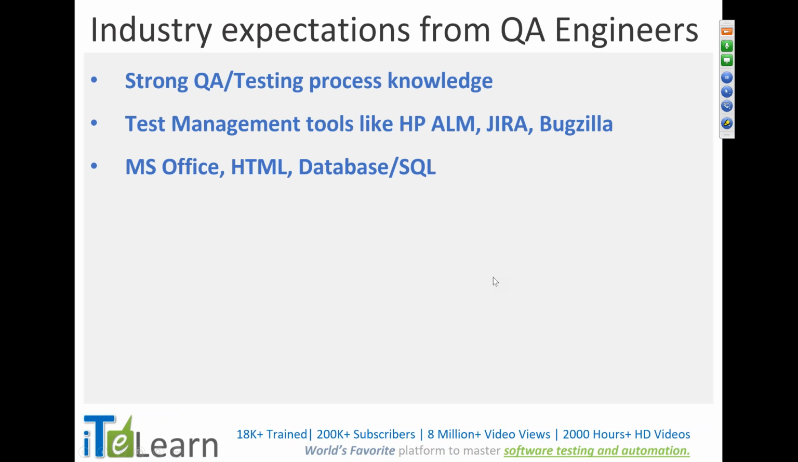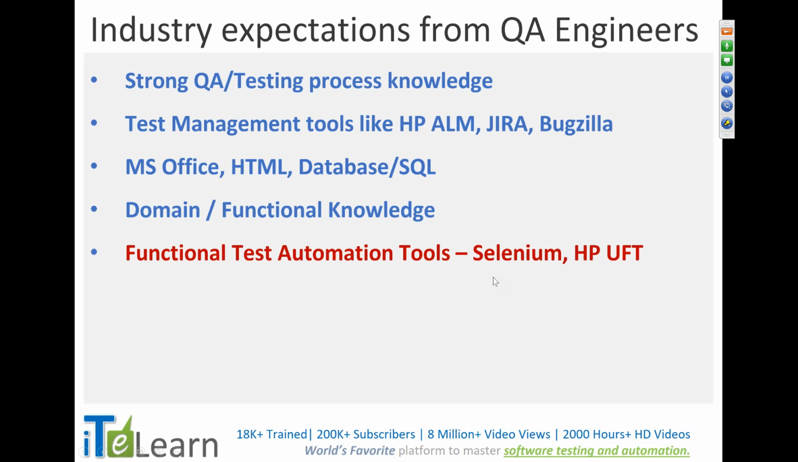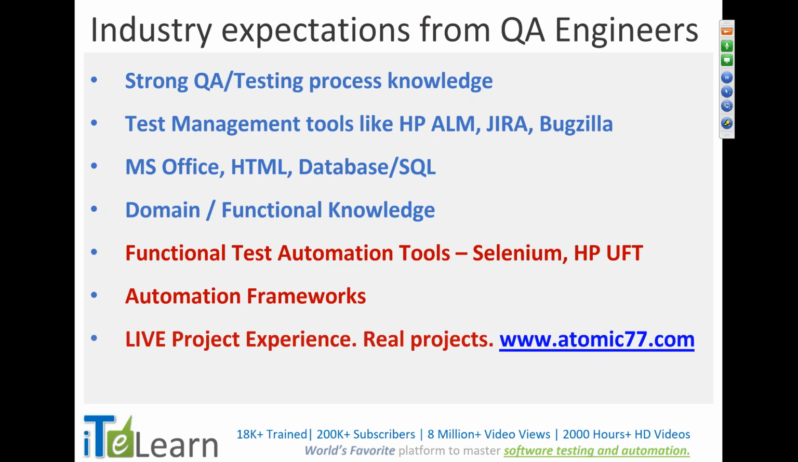So I also mentioned in the previous session, what does the industry expect from QA engineers? The process knowledge, test management tools, MS Office, database testing, of course domain and functional knowledge. But more importantly, what is highlighted in red are the ones that are key really to survival. So functional test automation tools, frameworks primarily, but the real frameworks.